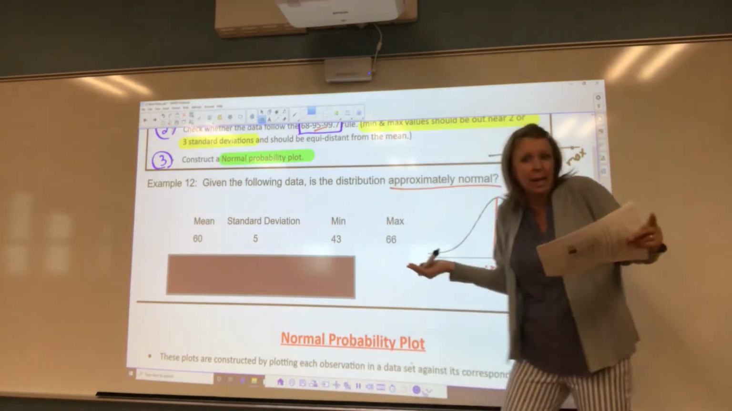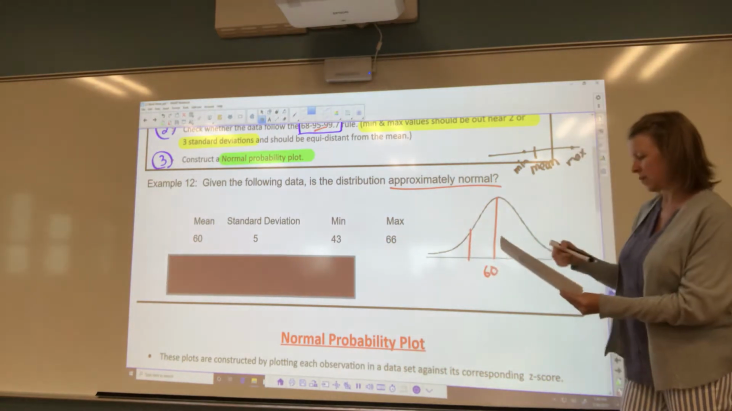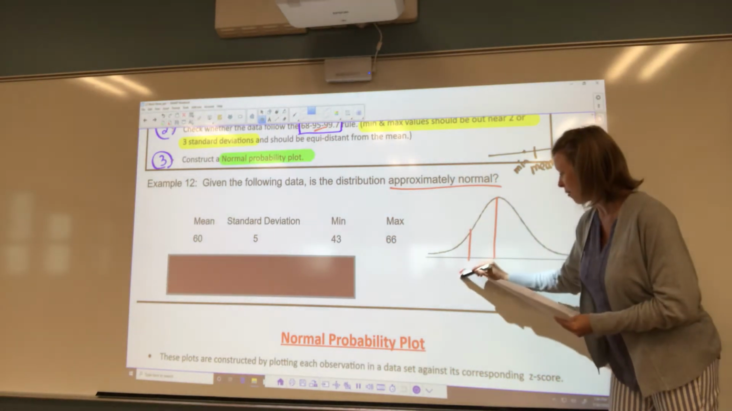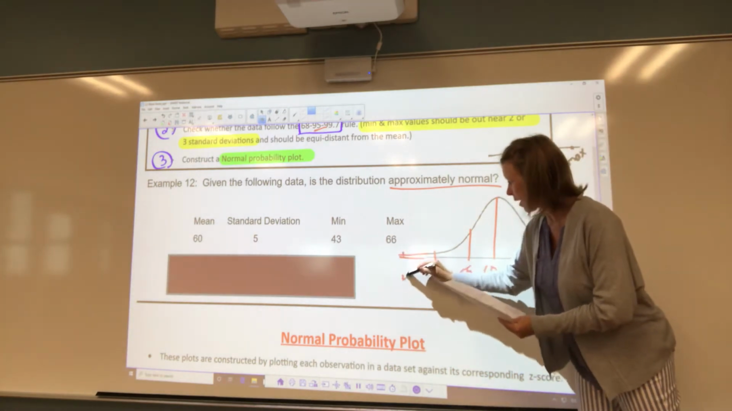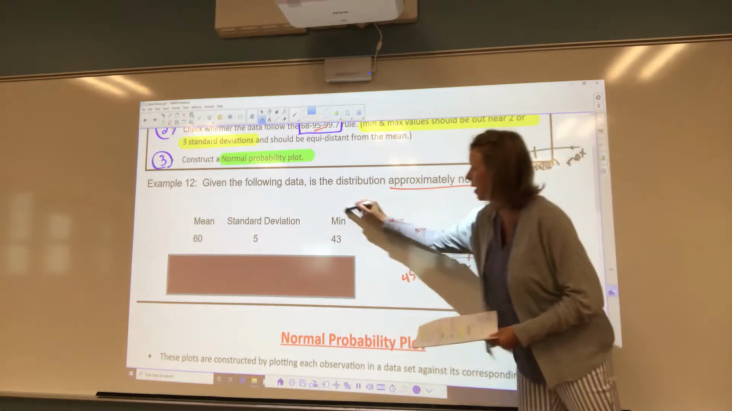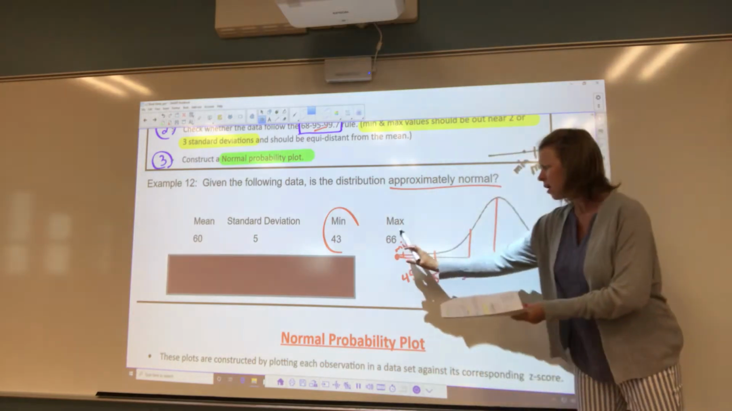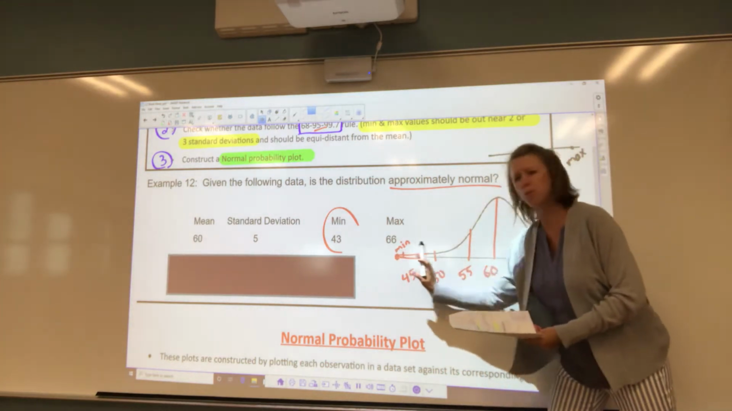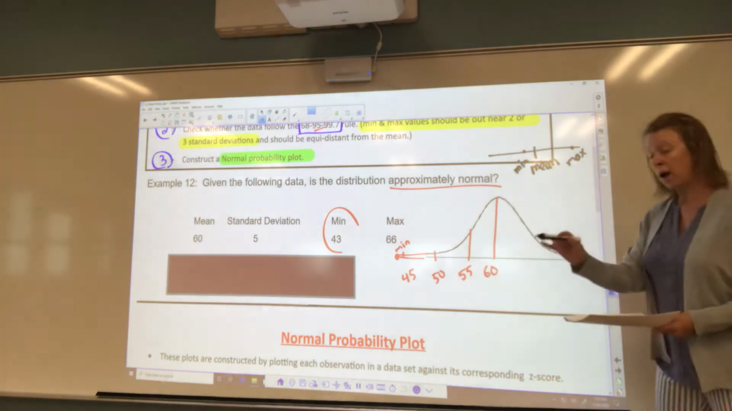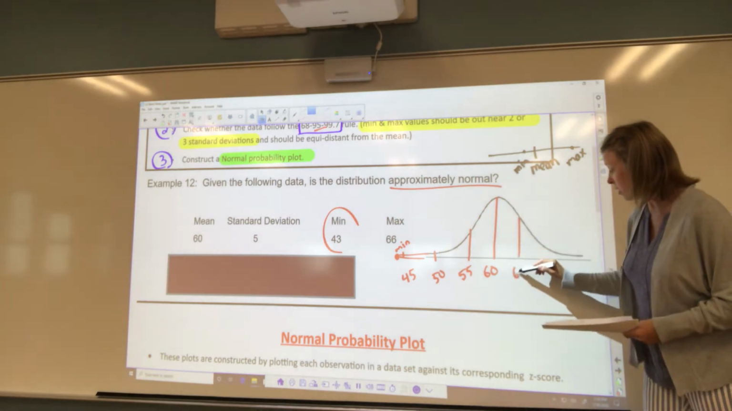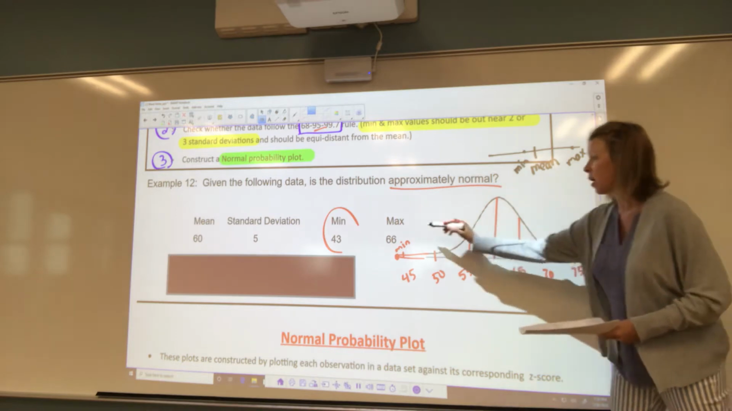If you go out 3, 99.7% of the data, okay? If I go 1 standard deviation to the left on this, I'm at 55. If I go out 2, I'm at 50. And if I go out 3, I'm at 45, okay? My min is right there, okay? That's fine. That's maybe about where I expect it, somewhere in the 2 to 3 standard deviations from the mean, if the distribution's normal. Okay, now, if I count 1 standard deviation to the right of the mean, then I go 2, and then I go 3, look at where the max is.